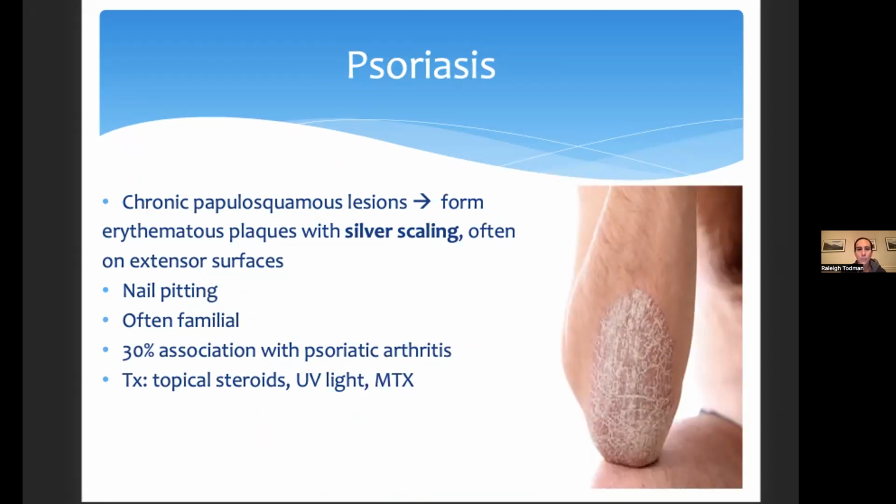That's usually the buzzword for psoriasis. It's often on extensor surfaces as opposed to the flexural surfaces of eczema. It can be associated with nail pitting. It's often inherited. 30% of people with psoriasis also have psoriatic arthritis. There are treatments like methotrexate and topical steroids.